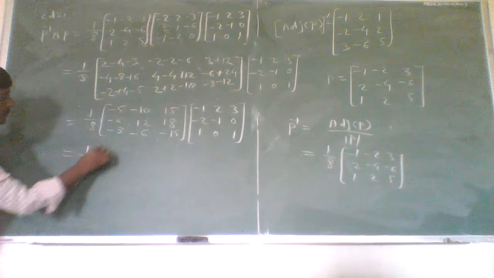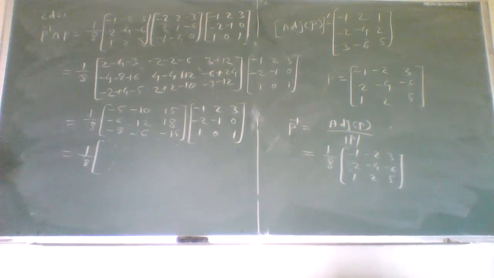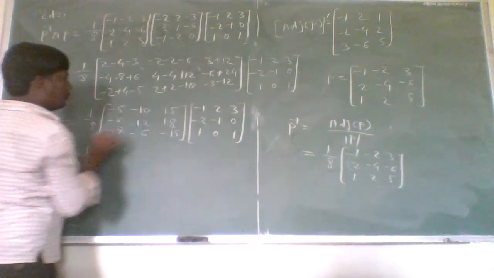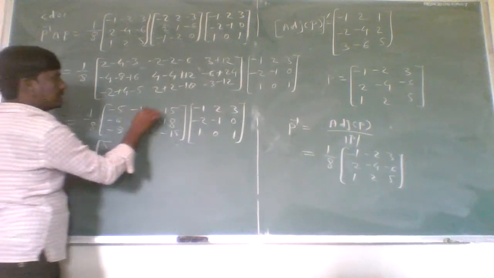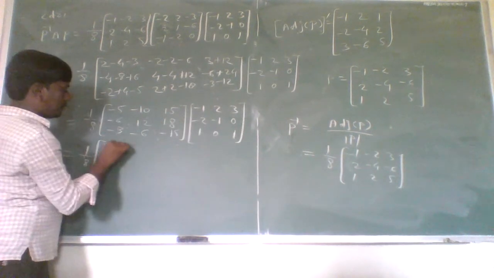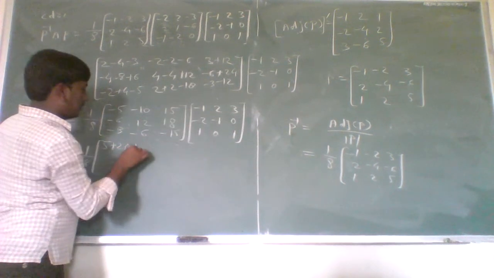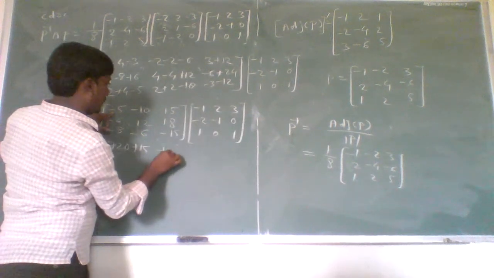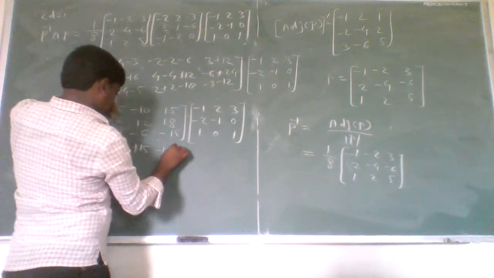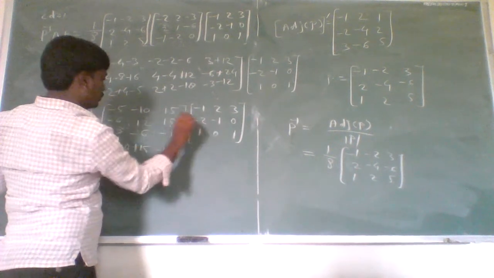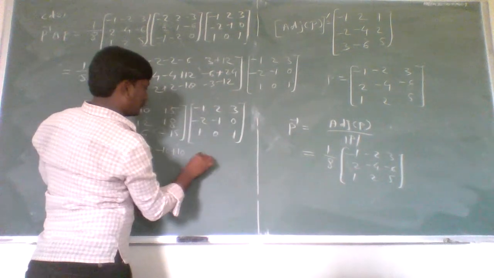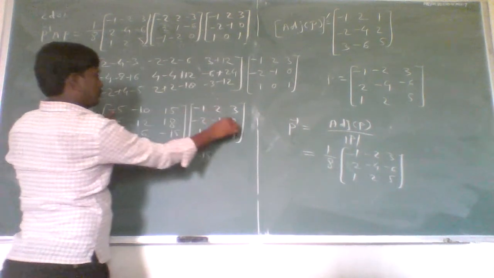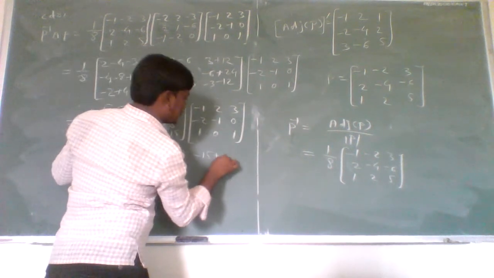Now we have to take the multiplication of these two matrices. Okay, now minus 5 into minus 1 is 5, minus 10 into minus 2 plus 20, 15 into 1 plus 15. Okay, minus 5 into 2 minus 10, minus 10 into minus 1 plus 10, 15 into 0 is 0, minus 5 into 3 minus 15, minus 10 into 0 is 0, 15 into 1 plus 15.